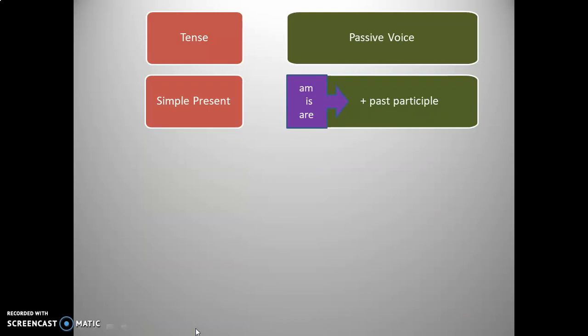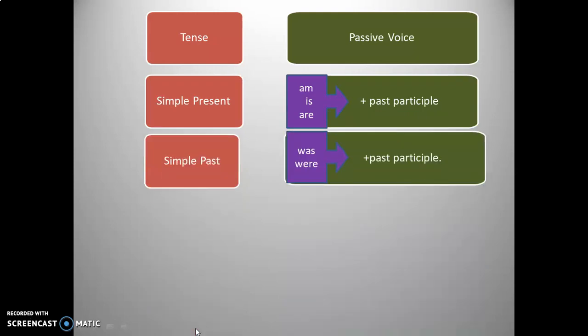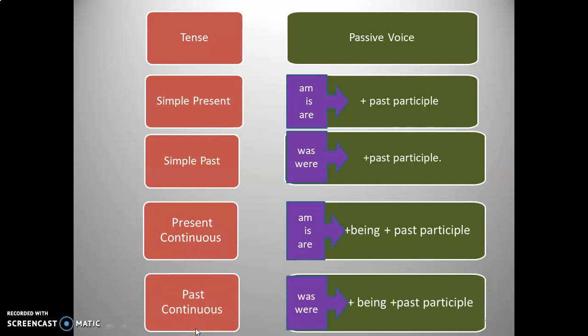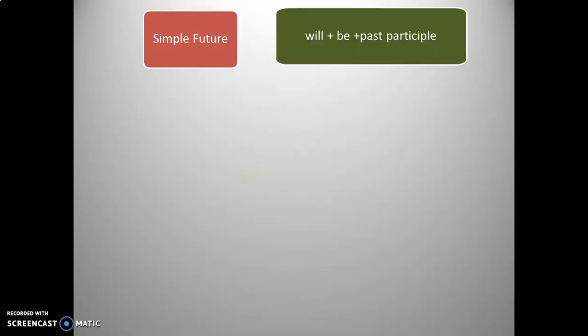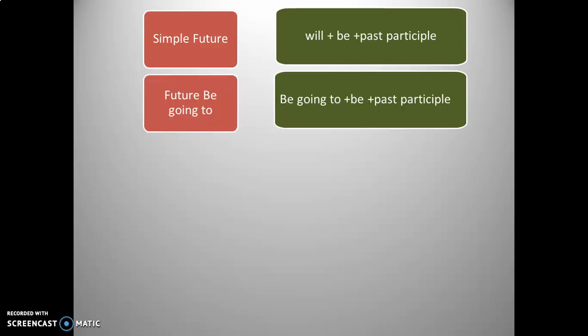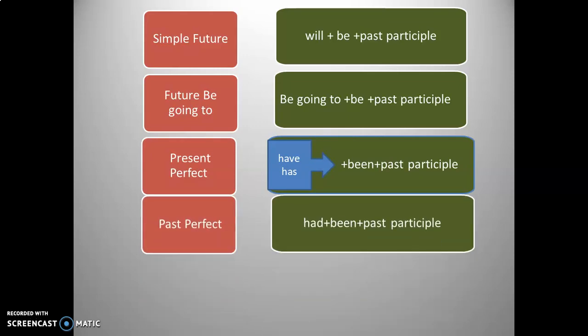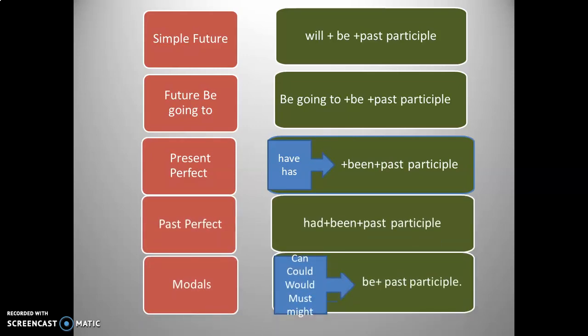Simple present, am, is, are plus past participle. Simple past, was, were plus past participle. Present continuous, am, is, are plus being plus past participle. Past continuous, was, were plus being plus past participle. Simple future, will plus be plus past participle. Future be going to plus be plus past participle. Present perfect, have or has plus been plus past participle. Past perfect, had been plus past participle. Modals, I mentioned some, can, could, would, must, might, plus be plus past participle.